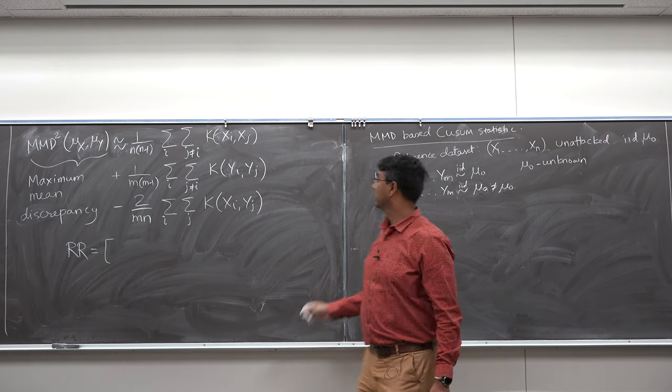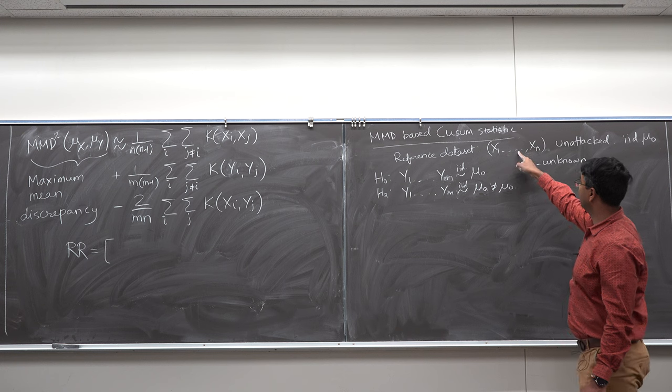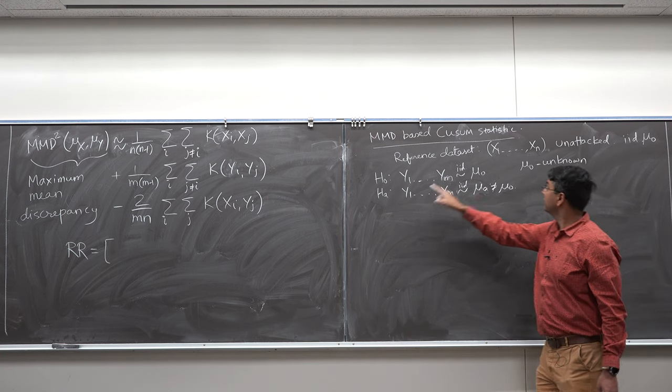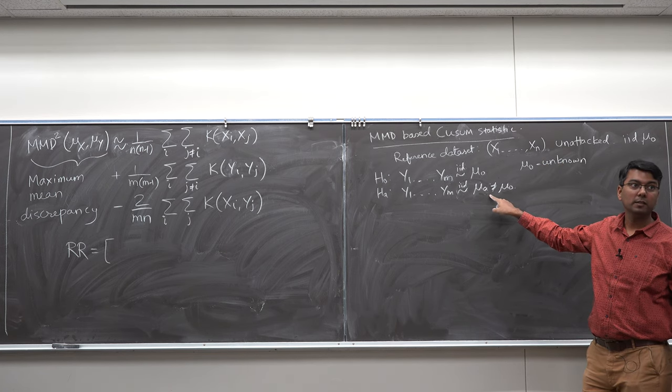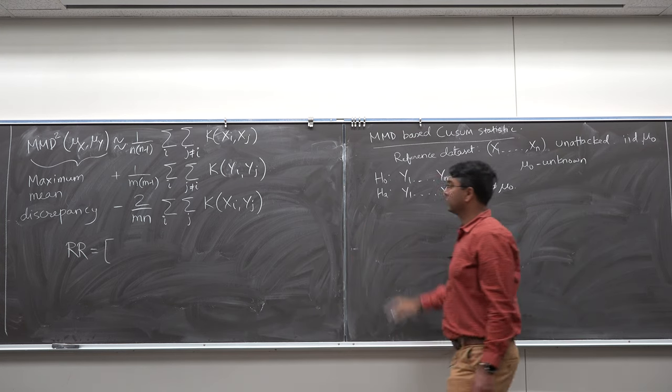When will you reject? So remember H naught. So look at H naught. H naught says this distribution and this distribution is the same. HA says this distribution and this distribution are different, right? So what should the rejection region be? When should we reject H naught?